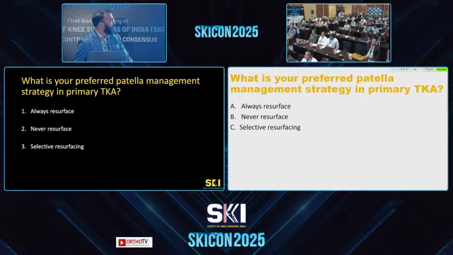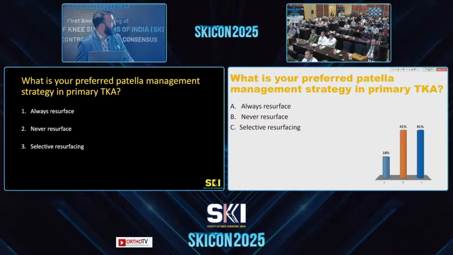Now, what is your preferred patella management strategy in a primary TKR? Option number 1, always resurface. Option number 2, never resurface. And option number 3, selective resurfacing. So 41%, again a second tiebreaker between never resurfacing and selective resurfacing. But interesting to know that only 18% are always resurfacing their patella.